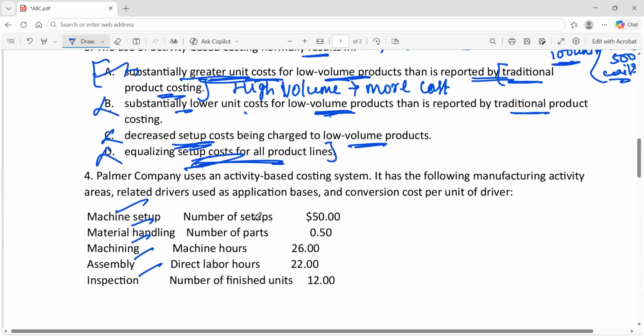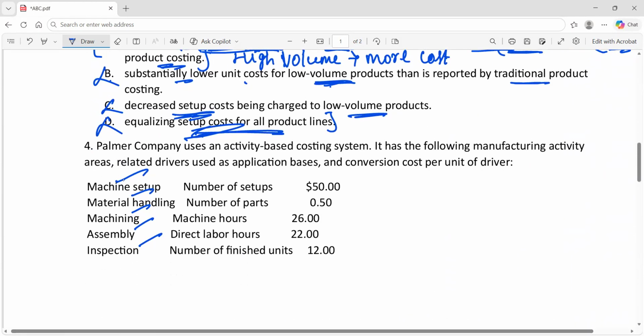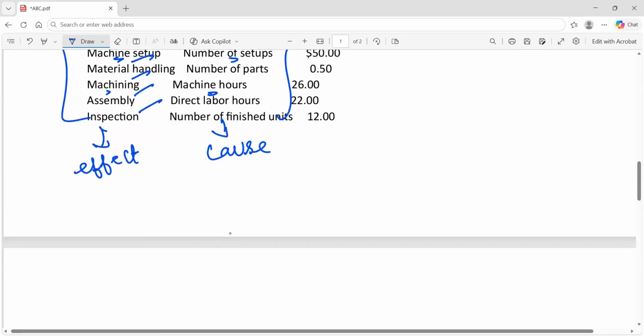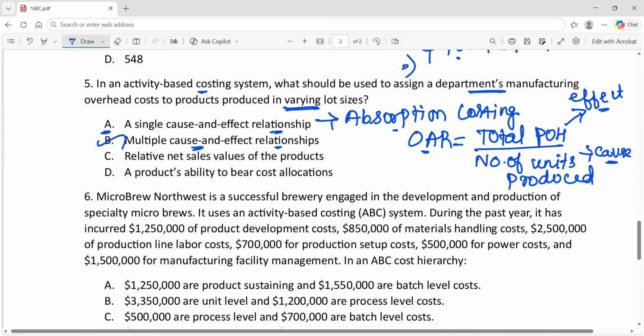Just look at this fourth question here. These are the different activities or cost pools we have, and here we have the cost drivers. If you increase the number of setups, machine setup cost will increase. If you increase the machine hours, your machining cost will increase. So this is the effect. Here we have multiple causes and multiple effects under the activity-based costing system. So option B is the right answer.